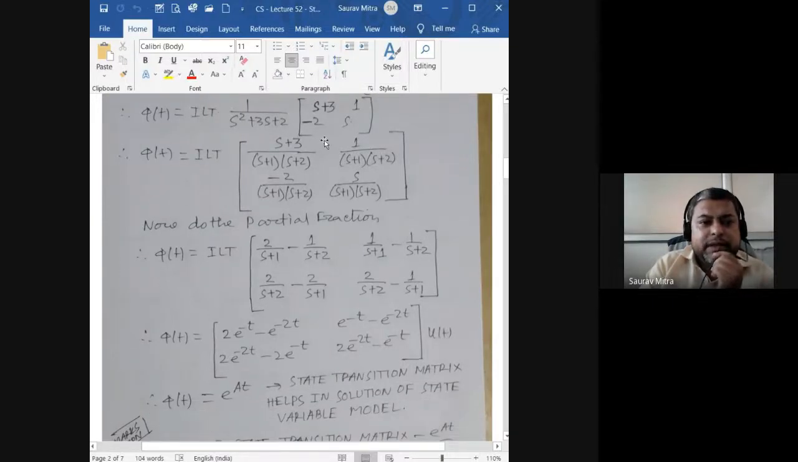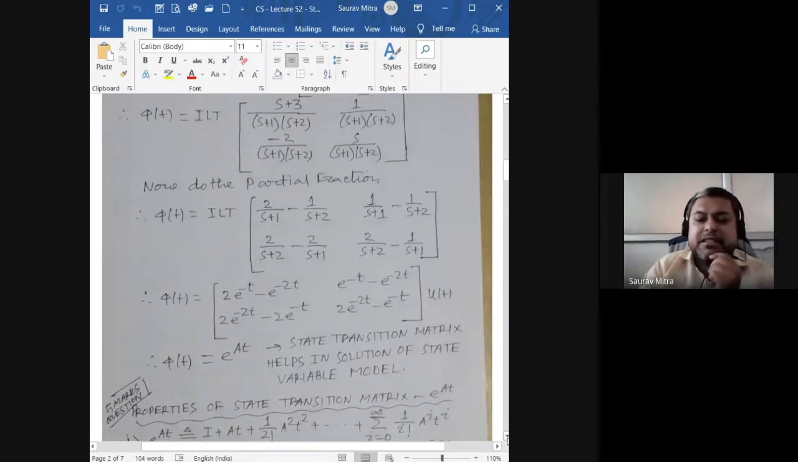Now what to do? Take the denominator, whatever is the denominator delta, inside the bracket. So it is S plus 3 divided by S plus 1 S plus 2, because S square plus 3S plus 2 is nothing but the determinant. So S plus 3 divided by S plus 1 S plus 2, this is 1 by S plus 1 S plus 2, minus 2 by S plus 1 S plus 2, and S divided by S plus 1 S plus 2. And now the next part is you do the partial fraction.